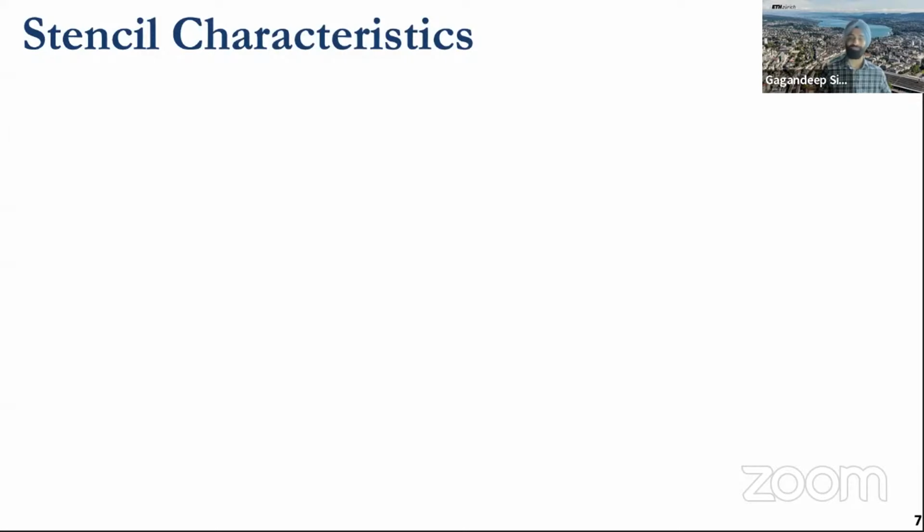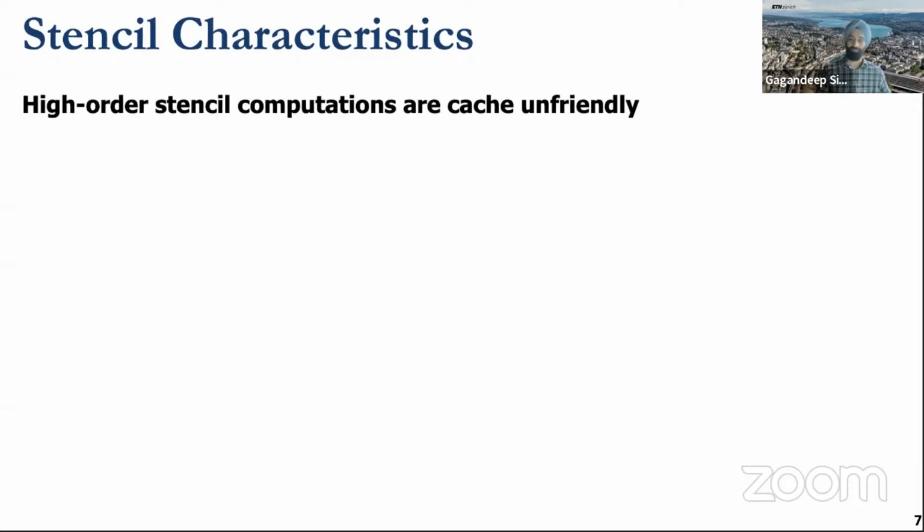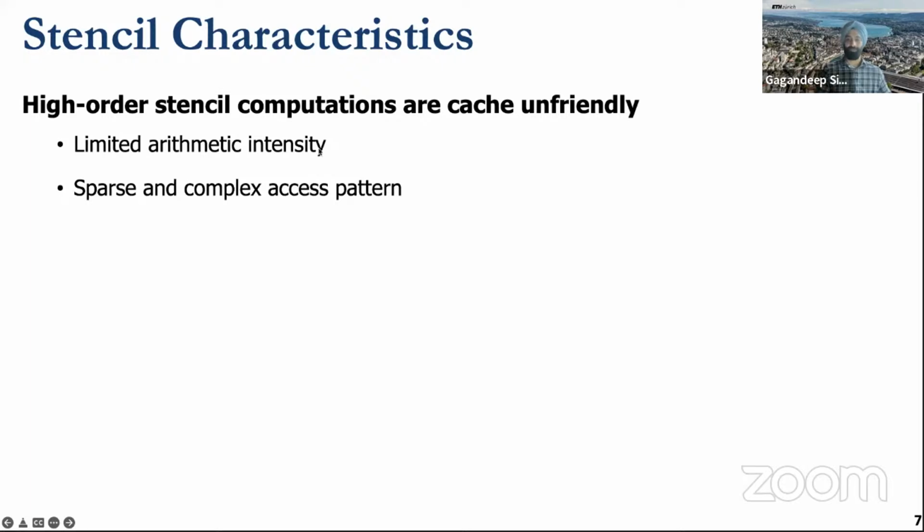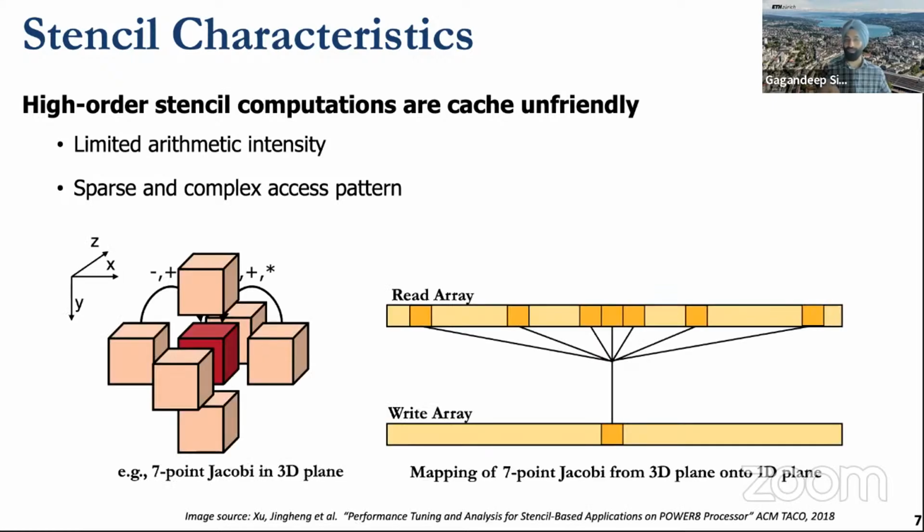These stencils are really cache unfriendly, especially the multi-dimensional ones, because they have limited arithmetic intensity, as there is reuse only in the neighboring pixels. Moreover, these stencils have sparse or complex memory access patterns when we are working on a multi-dimensional grid. On the left, I again show this Jacobi stencil, and if we map it onto a 1D plane, the memory access pattern looks like the figure on the right.